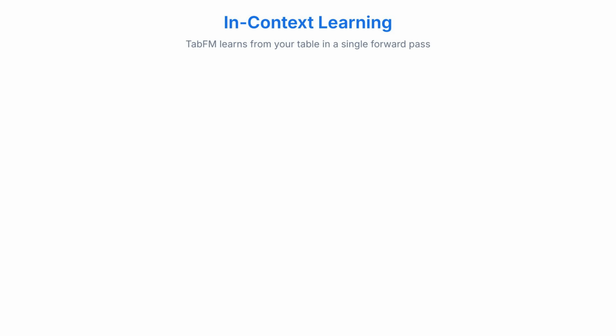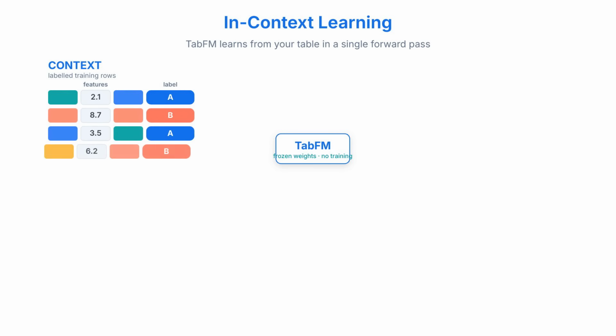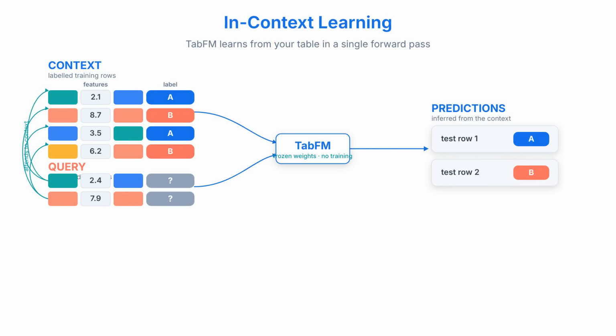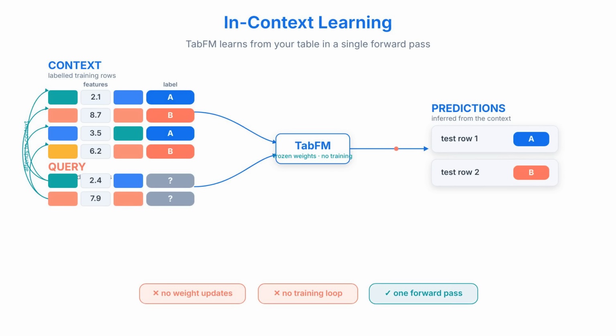The trick is in-context learning. Instead of updating its weights, TabFM treats your labeled training rows as context, reads your unlabeled test rows right next to them, and infers the answer from the patterns it sees. Learning happens in the forward pass, not in a training loop.